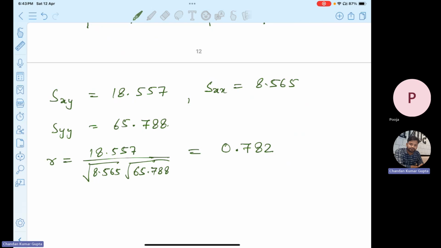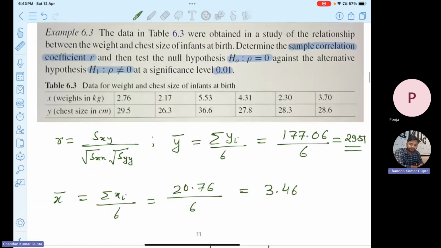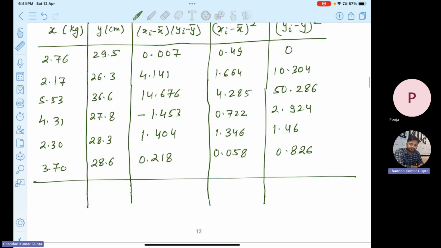Now the next step is to test. Here our testing is H naught: rho equal to 0 against the alternate hypothesis H1: rho is not equal to 0. So we need to check this. We are given 6 values of X and the corresponding 6 values of Y.